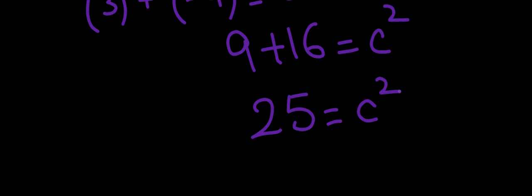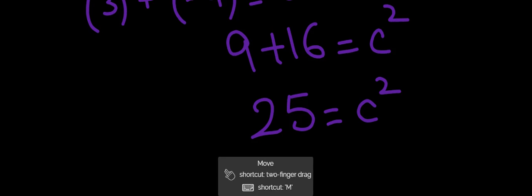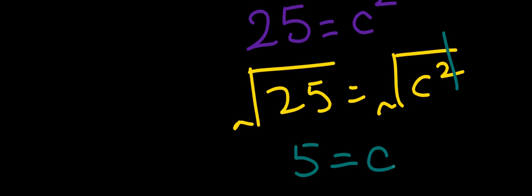25 equals c squared. You can take the square root of both the sides. So I'm going to take the square root of 25 equals square root of c squared. The square root and the square get cancelled here. And the square root of 25 is 5. So your c is going to be 5.